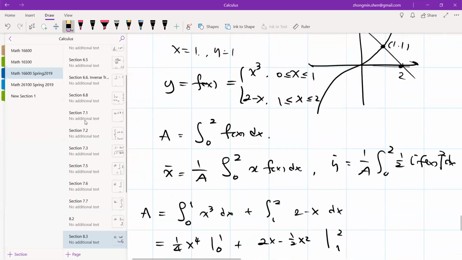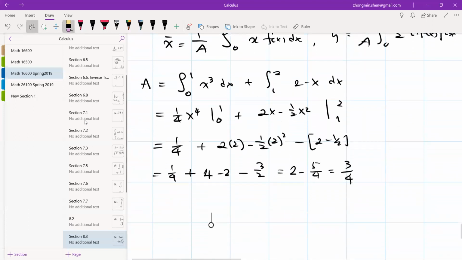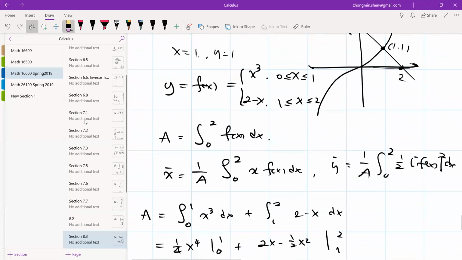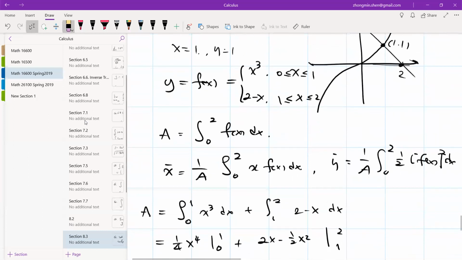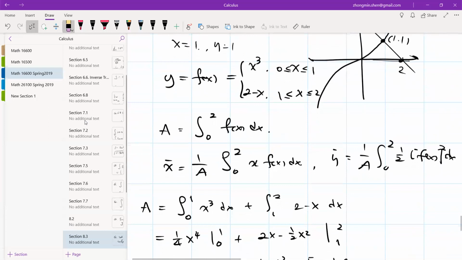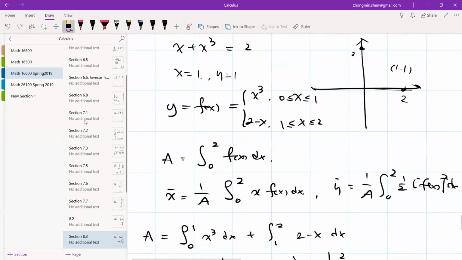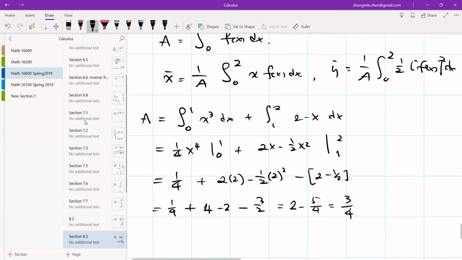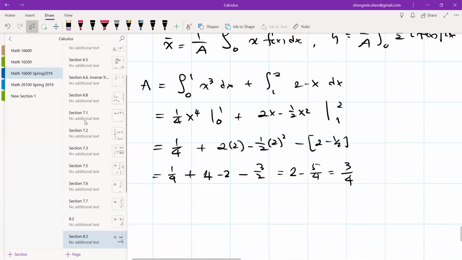I think it's reasonable. This looks like a triangle. If this triangle has height 1 and base 2, you should get an area of 1, but this region is smaller than the triangle. So this should be smaller than the area of the triangle. Right now you got 3/4. I think it's reasonable, right?